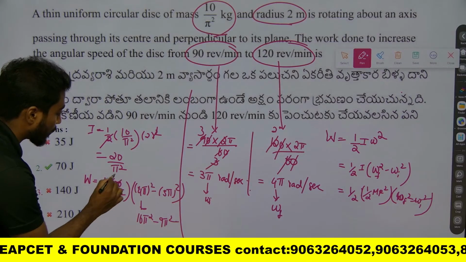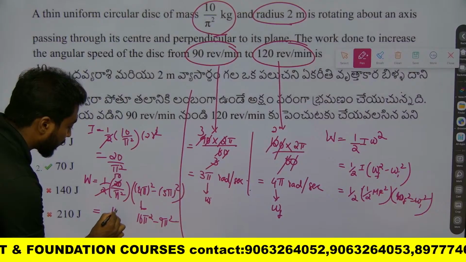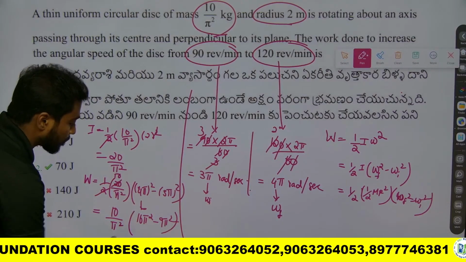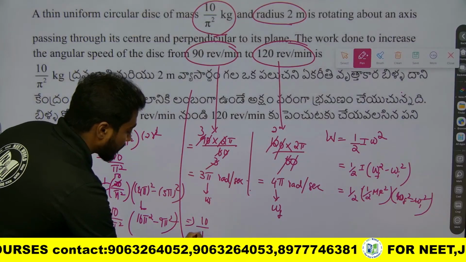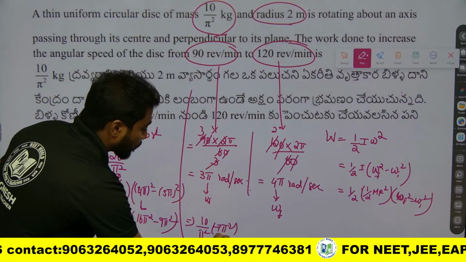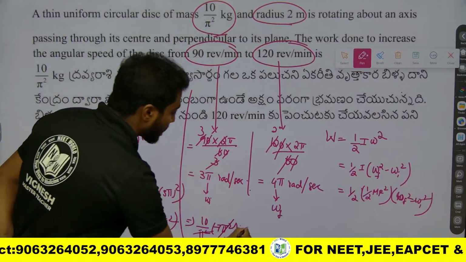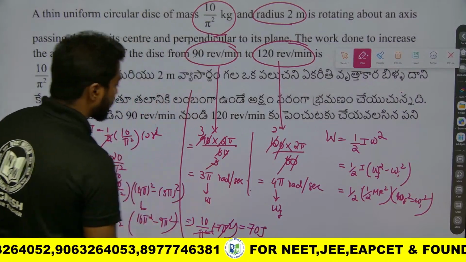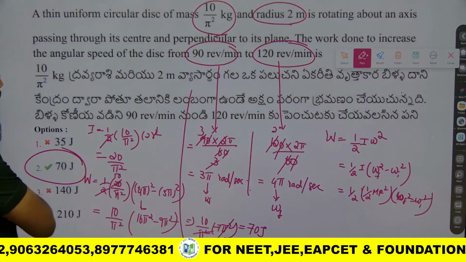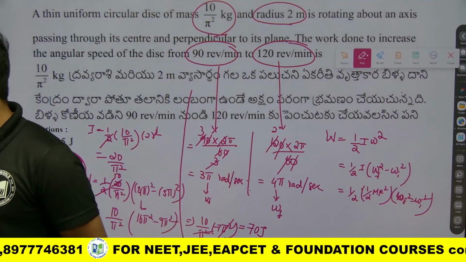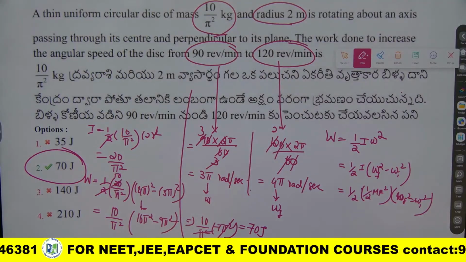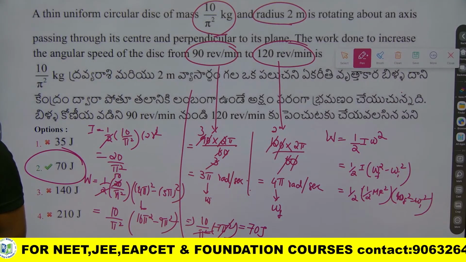This is 1 and this is 10, so 10 by pi square. So from this I'll get 10 by pi square into 7 pi square, and pi square will get cancelled. Answer is 70 joules. This is the work done for the given question. You can go for the next question.